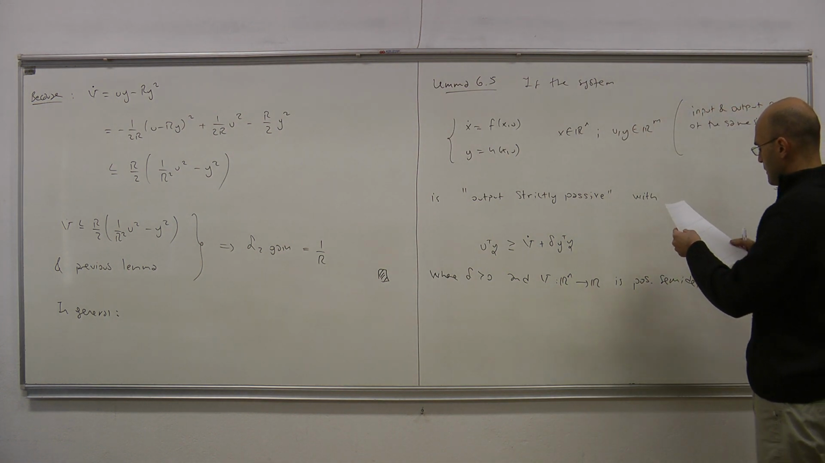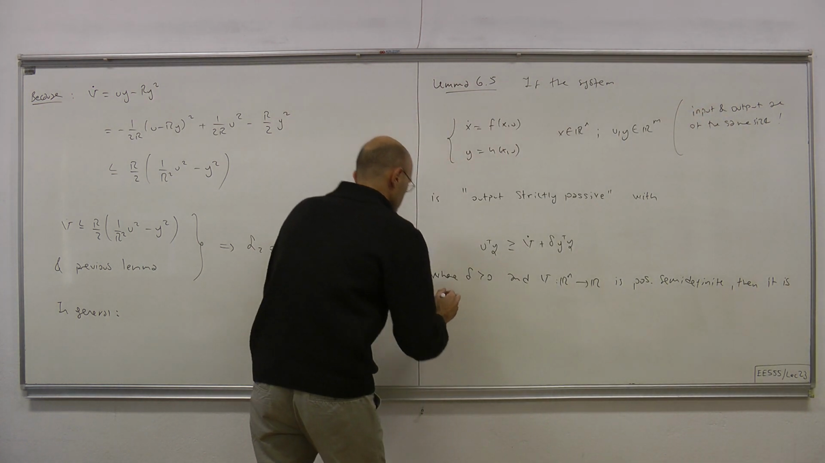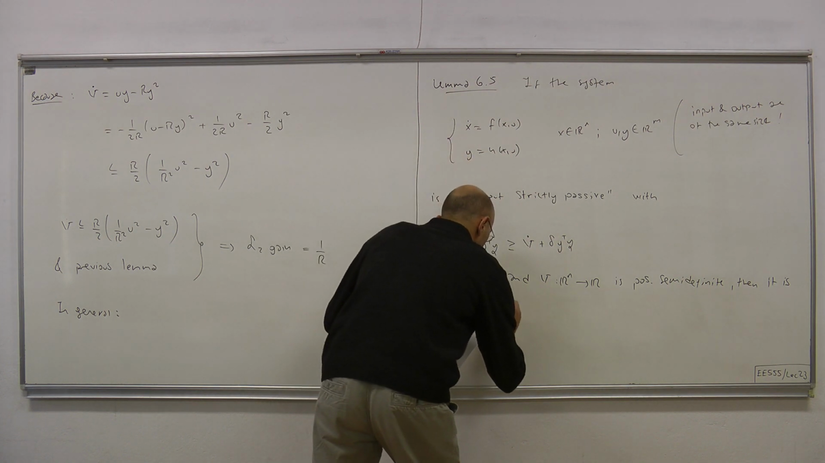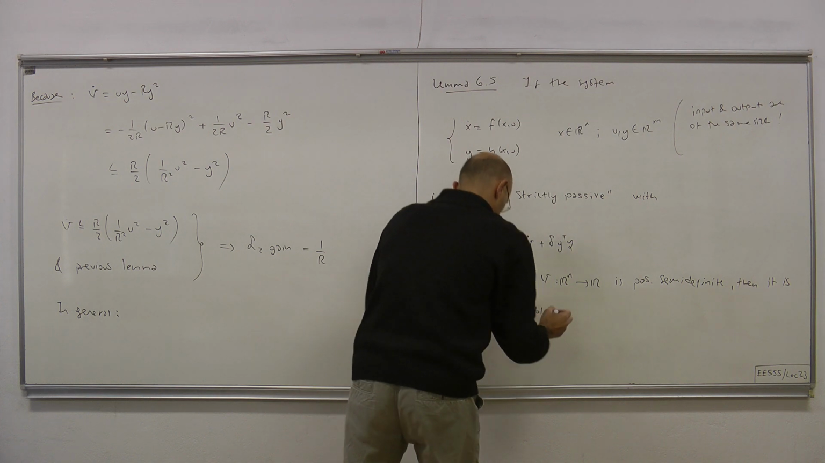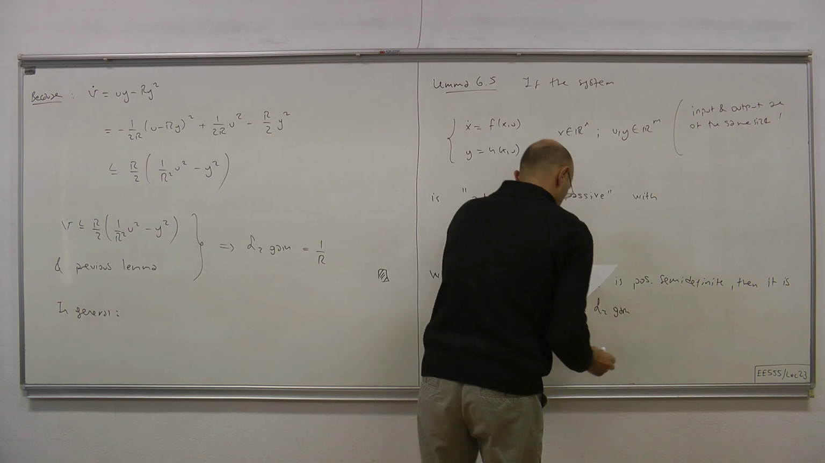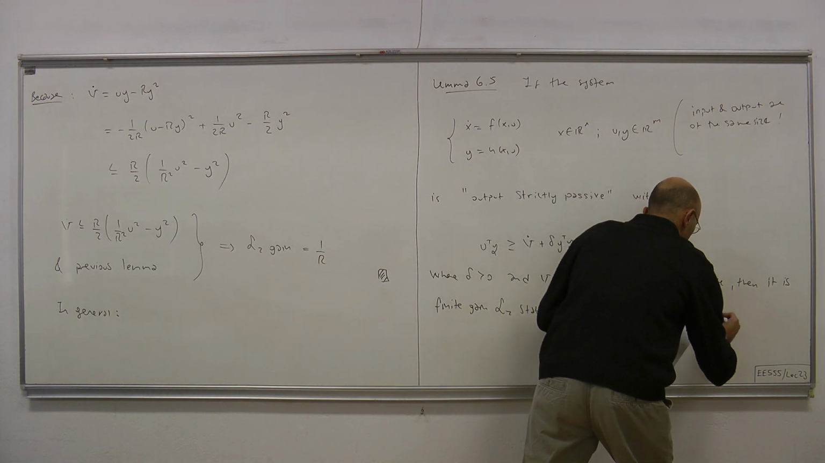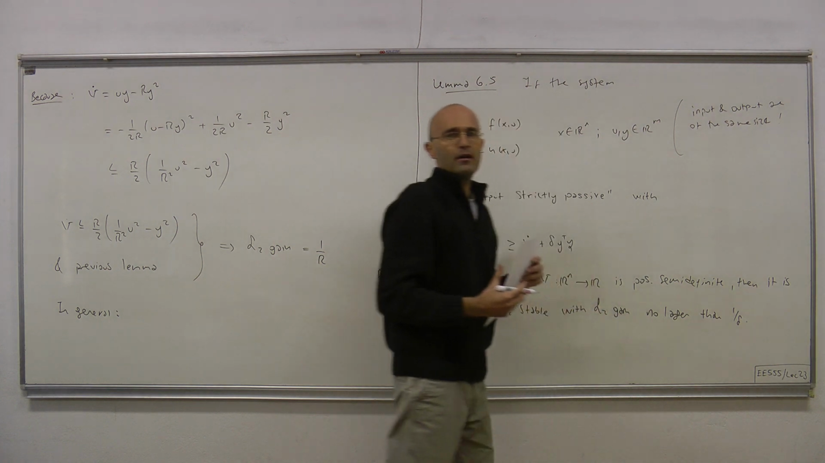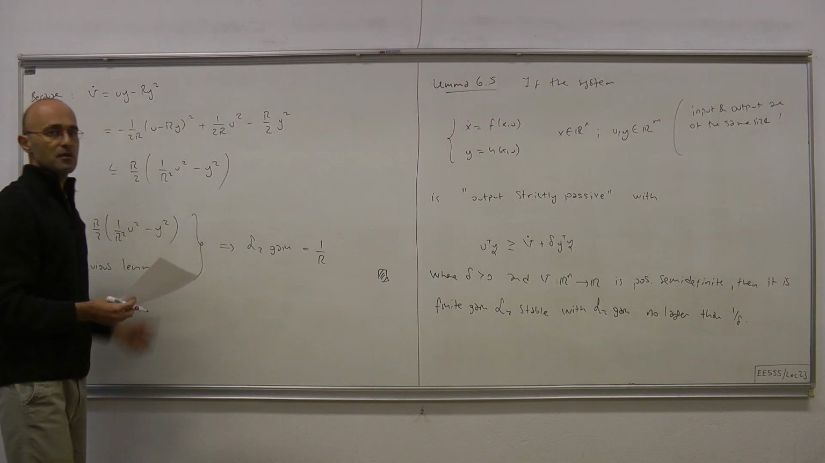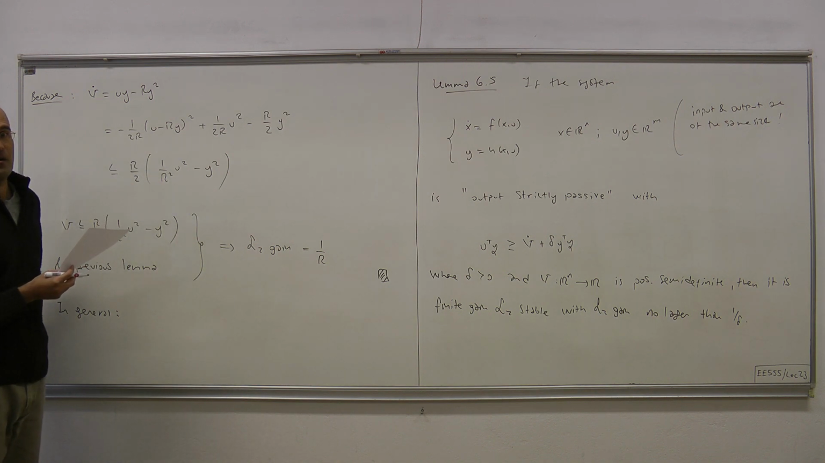Okay, then the system is finite gain L2 stable with L2 gain equals 1 over delta or smaller. Okay. And demonstration of that lemma 6.5 is just the same as what we did in the example with the circuit example. Okay, the RLC circuit.